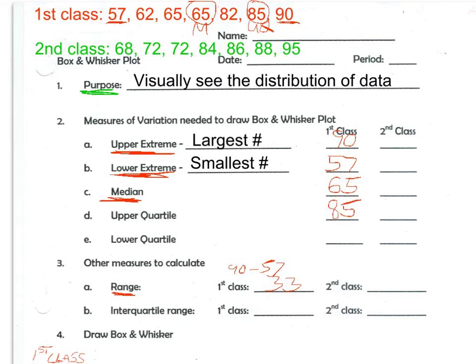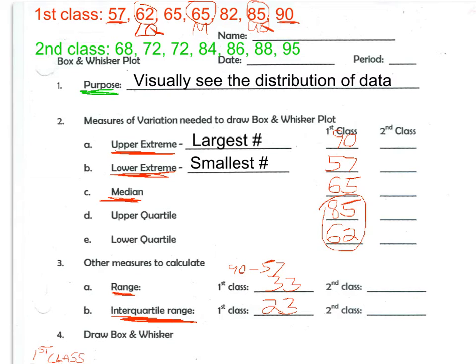Okay, the lower quartile, I look at the numbers that lead up to the median. So it's just 57, 62, and 65. Well, 62 is right in the middle. So 62 is the LQ. That 62 is the LQ. So I'll put that here. And if I wanted to find the inner quartile range, remember I just subtract these two numbers. So if I do 85 minus 62, that gives me 23.